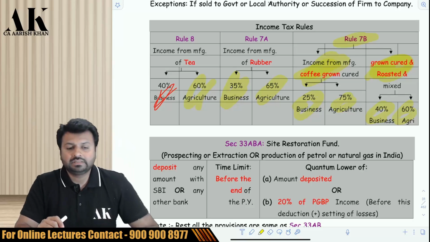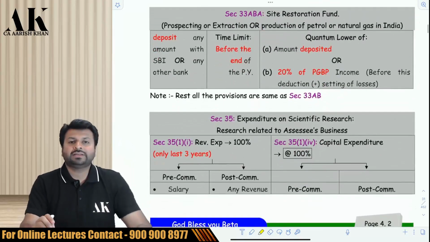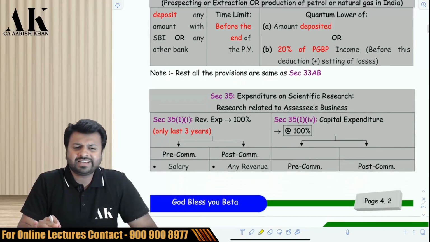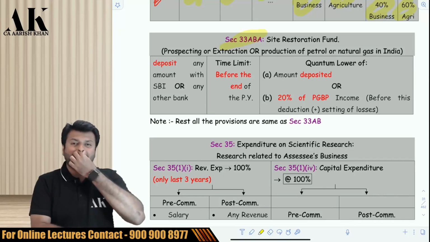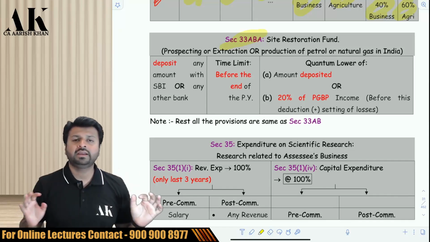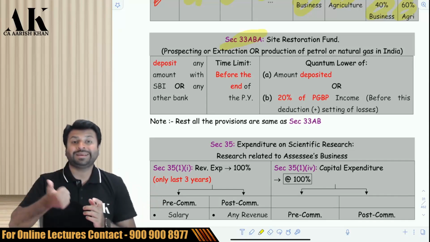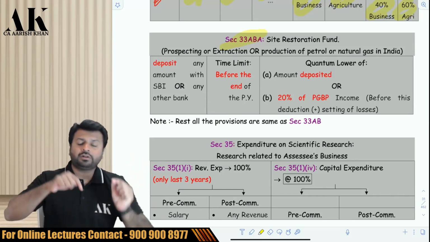Fine. Now, this is what this first section was all about under sector-wise analysis, a very critical section it was. The second section is very straightforward. It is similar to the previous one. 33ABA is applicable. This section is also called Site Restoration Fund. It is applicable to assessees engaged in prospecting, extraction and production of petroleum or natural gas in India.